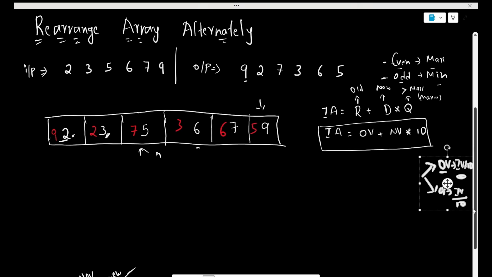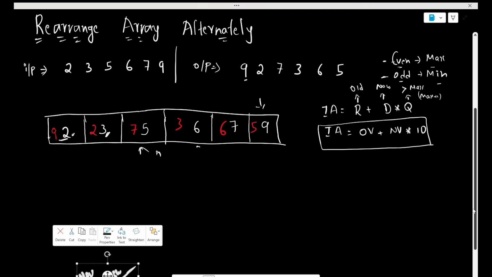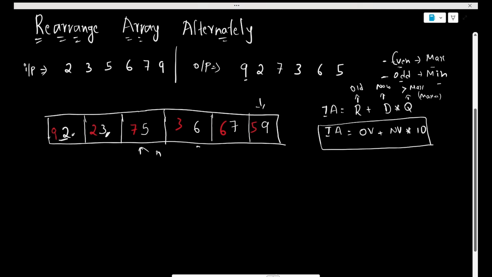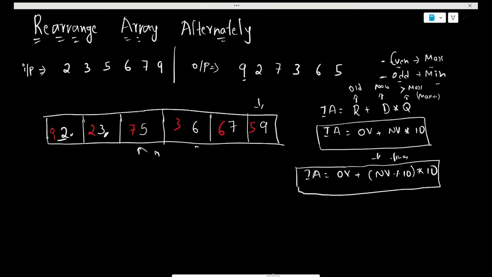If you didn't understand this, I will explain in another way. Let's see how 92 is generated. So 92, how is it generated? First, the old value. The old value is this 2, plus the new value. Here 9 is coming to the 0th position and replacing 2, right? So 9 will be the new value. 9 percentile 10 into 10.